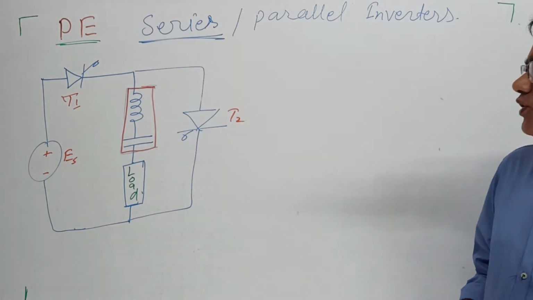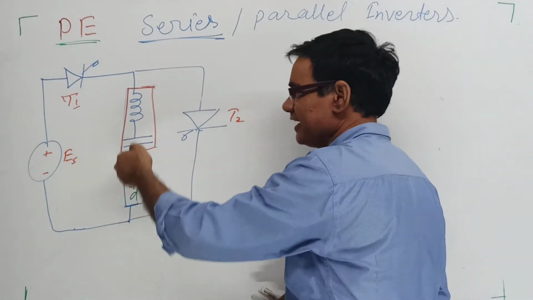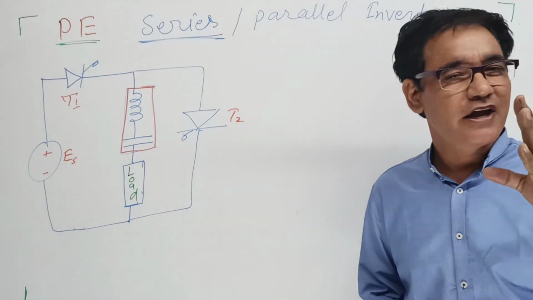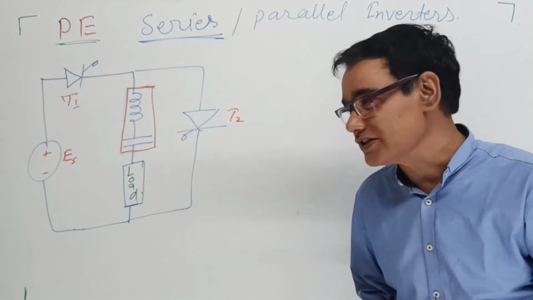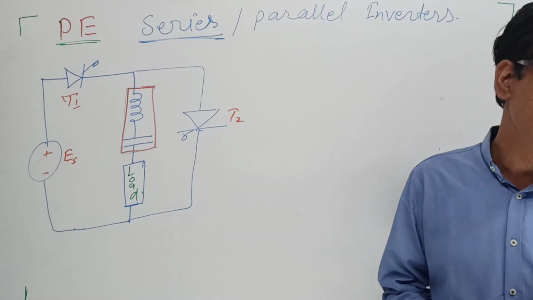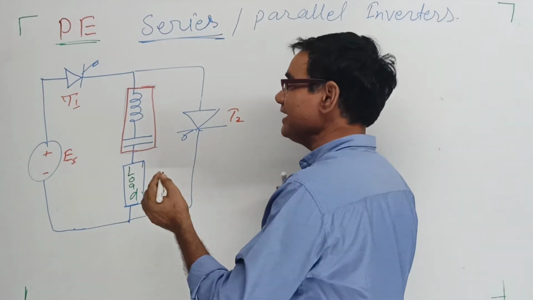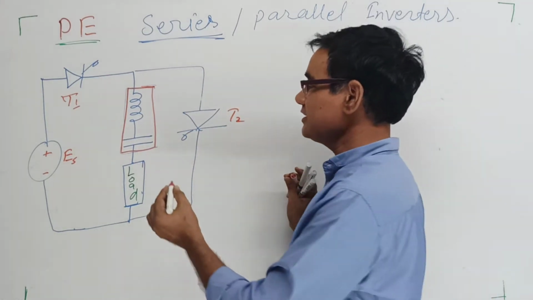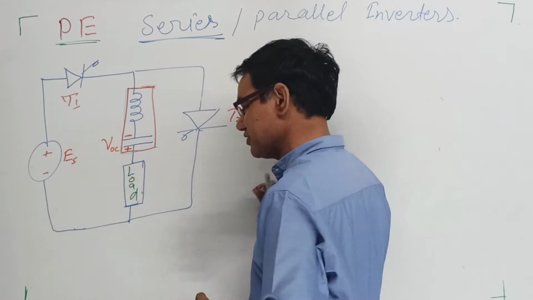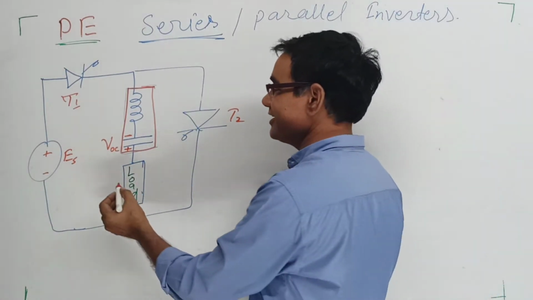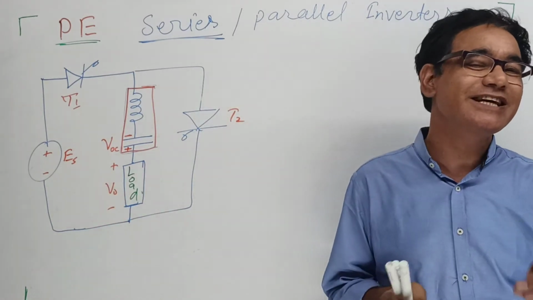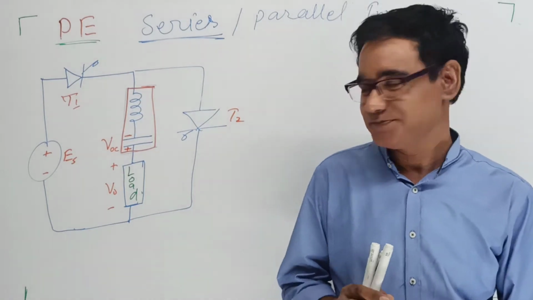Basically the R, L and C, all three elements, are in the circuit. In a basic series inverter, the circuit has the three components R, L and C, and the capacitor has an initial voltage, plus and minus like this, VC0 or V0. We are taking V0 as the voltage across this load, and VC0 is the voltage across the capacitor.